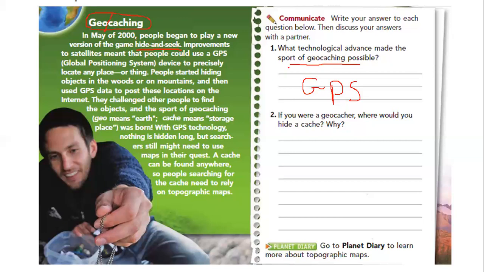We will hide something. So what technological advance made the sport of geocaching possible? The technological advance here is GPS. GPS helps us to find anything. Number two, if you were a geocacher, where would you hide a cache and why? This question is for fun. I expect your answer will be that we will hide the cache on a mountain or in an unexpected place, anywhere, so that the other party cannot find it. So we can say anywhere: in the sea, on a mountain, in a valley, anywhere.